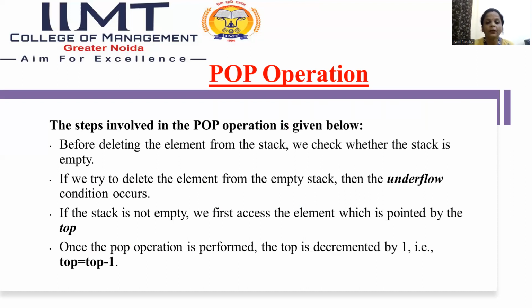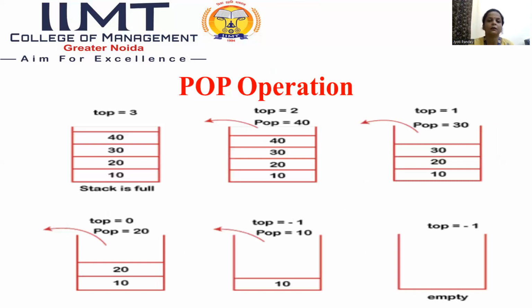So if the stack is not empty, we first access the element which is pointed to by the top. If the stack is empty and we want to apply the pop operation, then this condition is known as the underflow condition. If the stack is not empty, then first we have to access the element which is pointed to by the top. Definitely, we will remove only that element which is pointed to by the top. Once the pop operation is performed, the top is decremented by 1. It means after every deletion, top is decremented by 1.